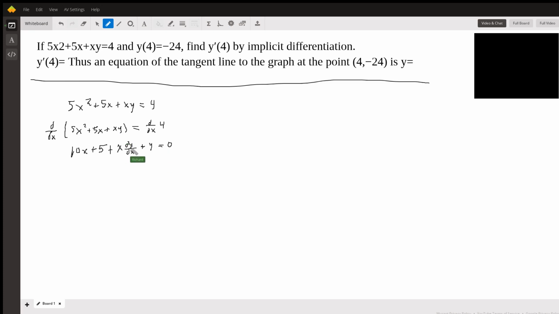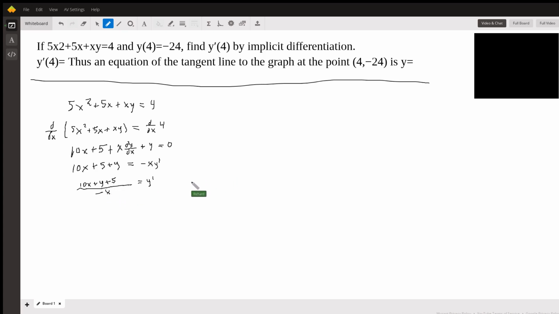Okay, so I'm going to replace this with y prime now so that I'm better lined up with the notation that the teacher is using in this problem. So I'm just going to say 10x plus 5 plus y is equal to, I'm going to bring over the x dy dx over here. So this becomes negative xy prime. And we're left with y prime is equal to 10x plus y plus 5 all over negative x.